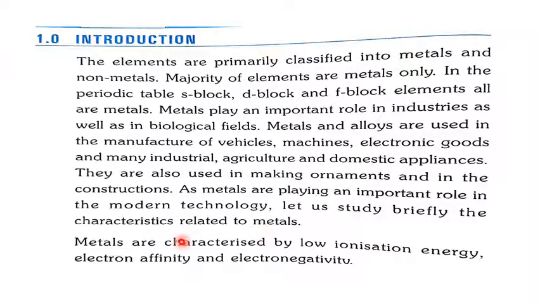Metals are characterized by low ionization energy, electron affinity, and electronegativity. What is ionization energy? The amount of energy required to remove an electron from an atom is called ionization energy. So the ionization energy of metals is low.